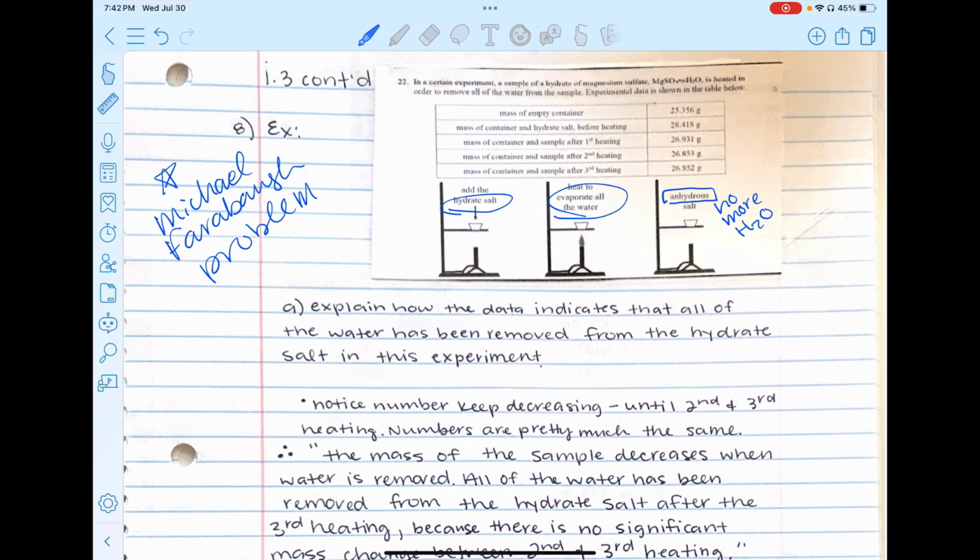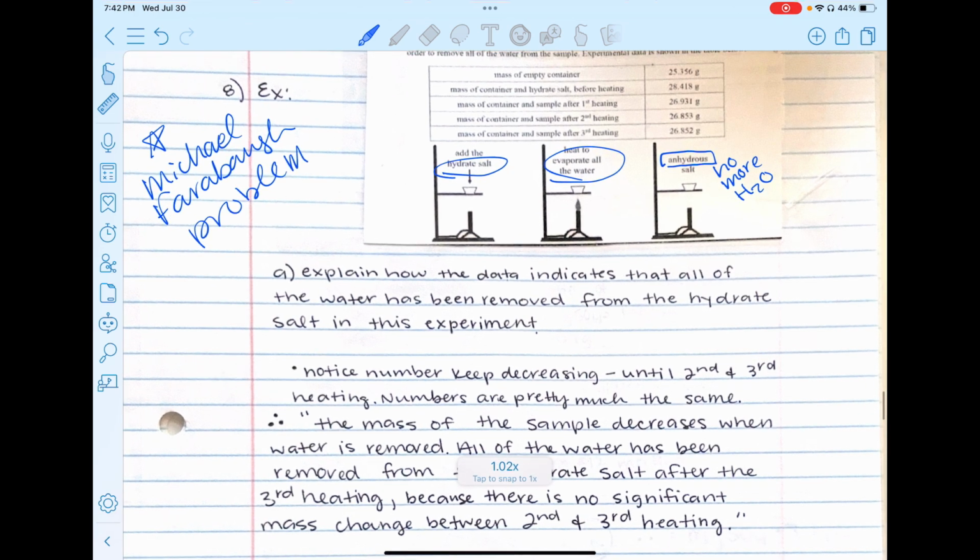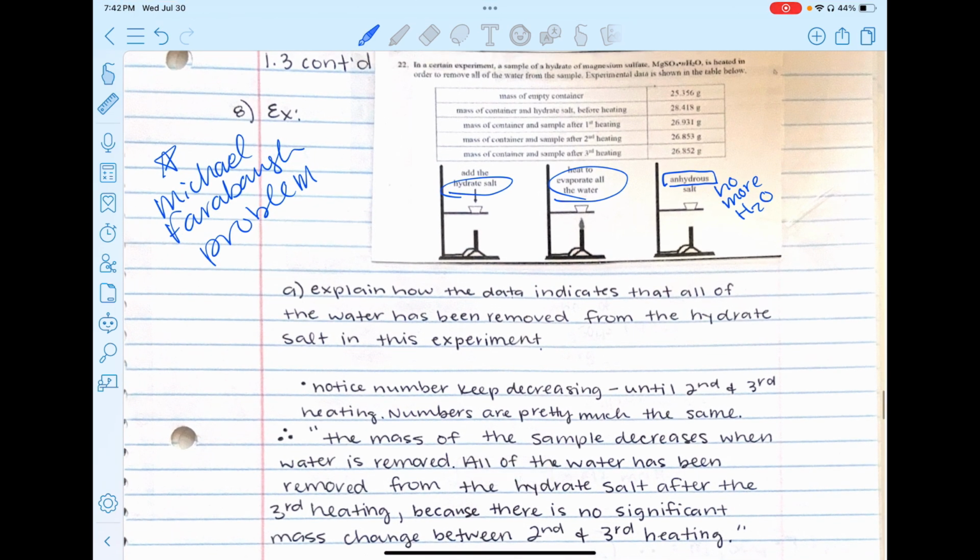Oftentimes AP will give you this where you need to subtract the initial weight of some container in order to determine an answer. All right, so what are we actually asked to do in this problem that tells us all this stuff about some experiment? We're told to explain how the data indicates that all of the water has been removed from the hydrate salt in this experiment. Okay, pictures are helpful, but that's not what they want. They want you to articulate.